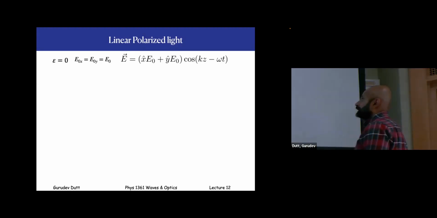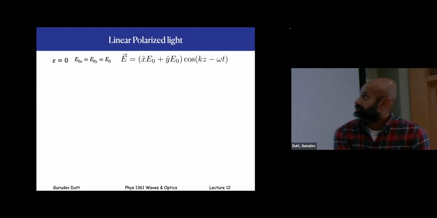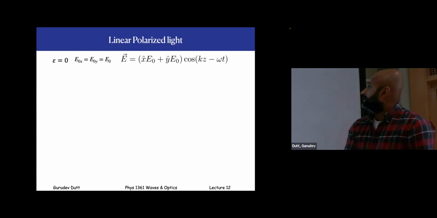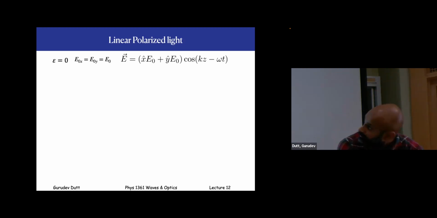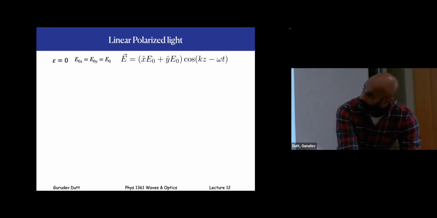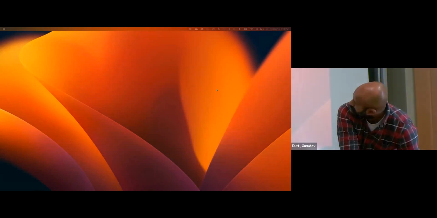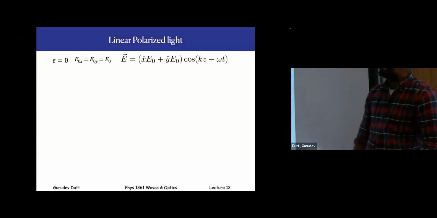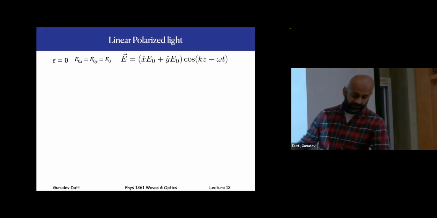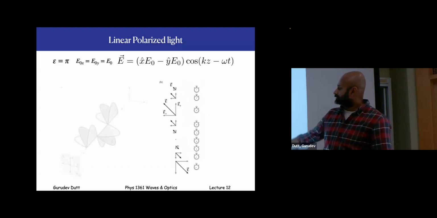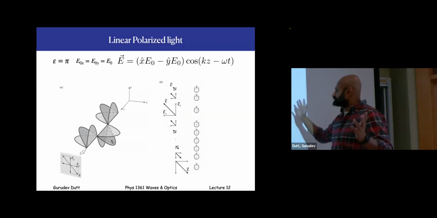Okay, so now I'll take a slightly different case. Now E naught x and E naught y are equal again, oh sorry, that's just the case I just covered. Okay, I went too fast, but it's okay.